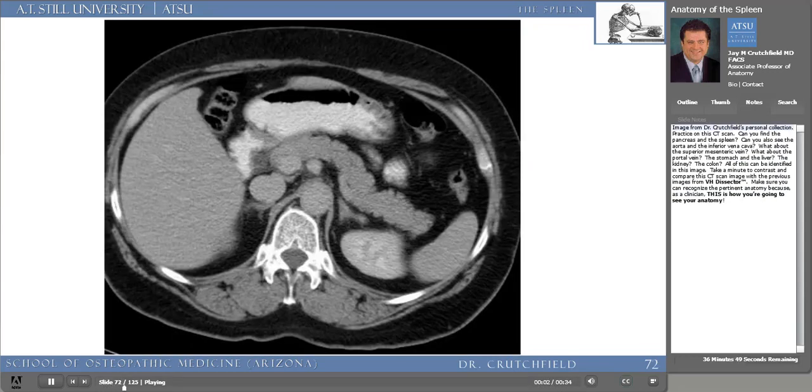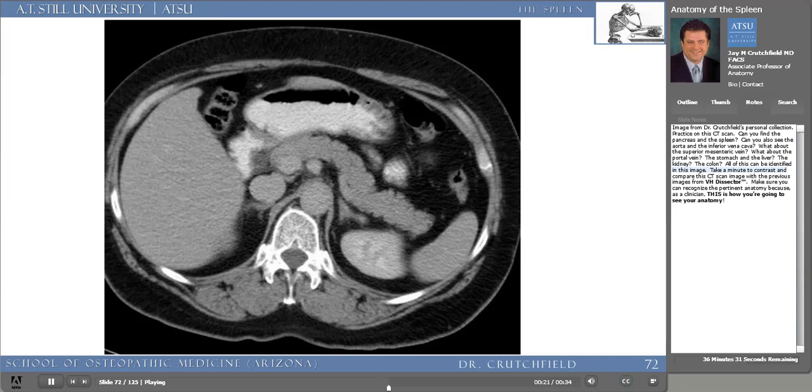Practice on this CAT scan. Can you find the pancreas and the spleen? Can you also see the aorta and the inferior vena cava? What about the superior mesenteric vein? What about the portal vein? The stomach and the liver, the kidney, colon, all of this can be seen in this image.